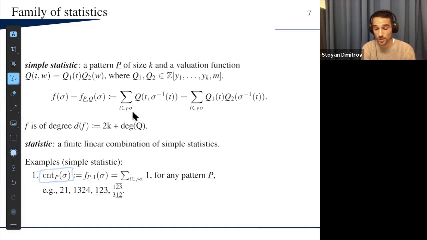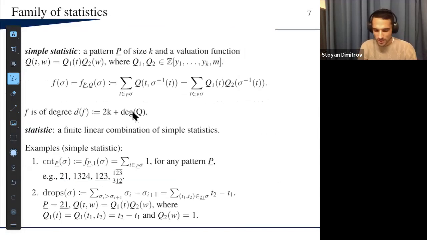So here for the pattern P, I can take whatever bivincular pattern I want. So for example, if I take 2, 1, I will look at basically the number of inversions in sigma, right? I can take other patterns, for example, this one that is interesting for the community for other reasons, and some other important vincular and bivincular patterns.